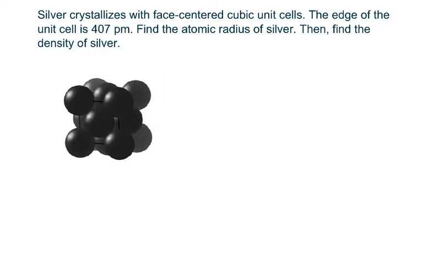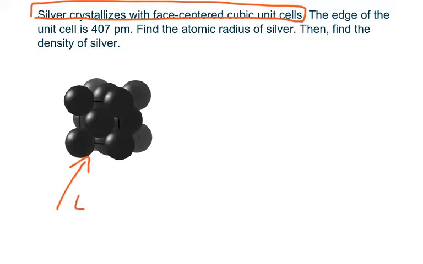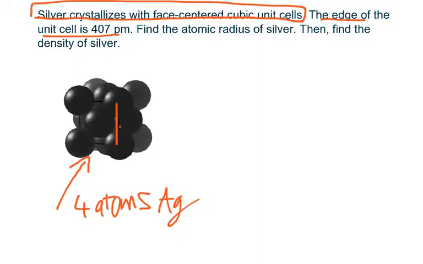Now, we have to get a little bit creative here. Silver crystallizes with face-centered cubic unit cells. So this is a face-centered cubic unit cell, and we remember that there are 4 atoms in a face-centered cubic unit cell, and in this case, it will be 4 atoms of silver. Now, the edge of the unit cell is 407 picometers. So this would be 407 picometers. Find the atomic radius of silver. So we have to be a little bit creative here. What is the atomic radius of silver?